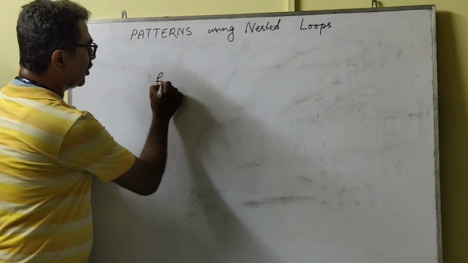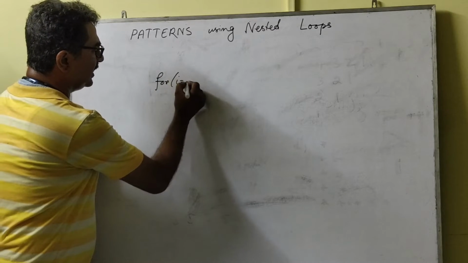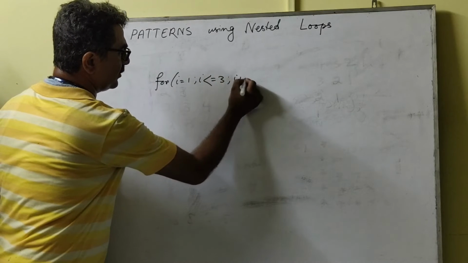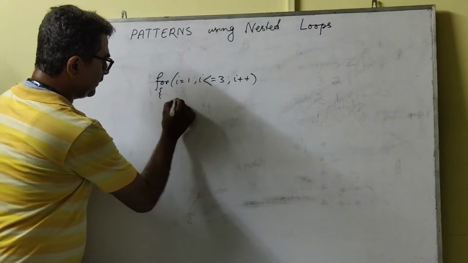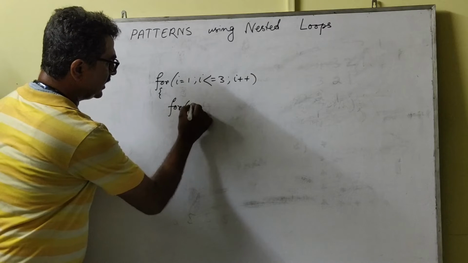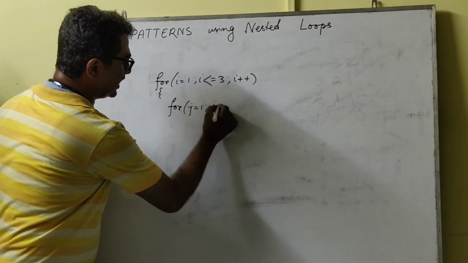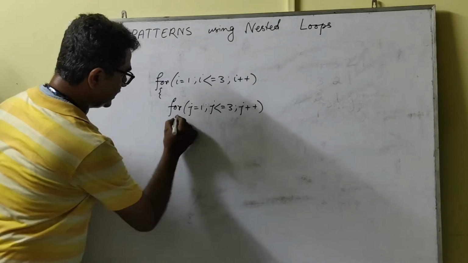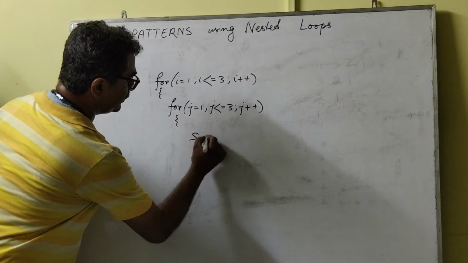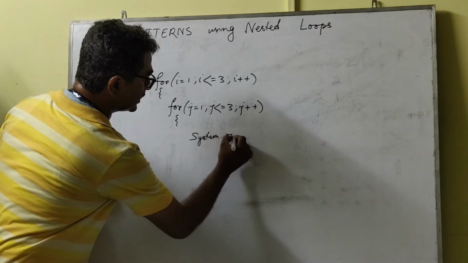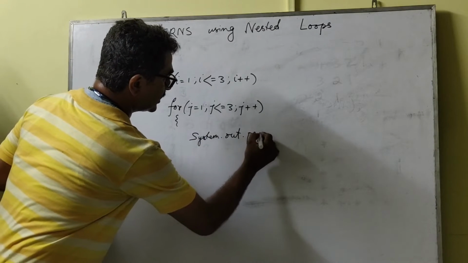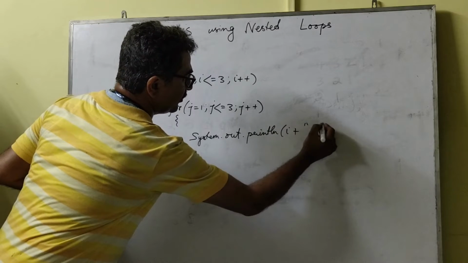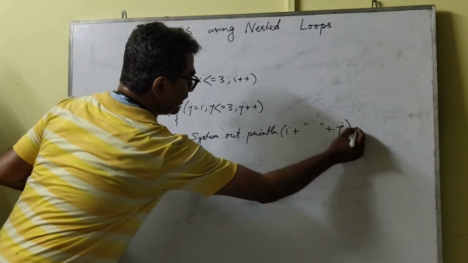Say for example, for I, where I is a variable, I less than equal to 3, I plus plus. For j equal to 1, j less than equal to 3, j plus plus. System dot out dot println I along with j. Let me print these two values.